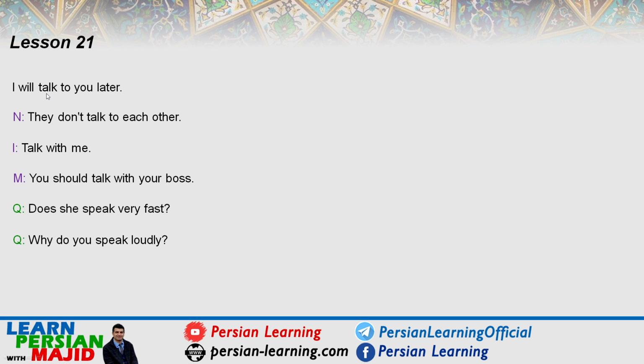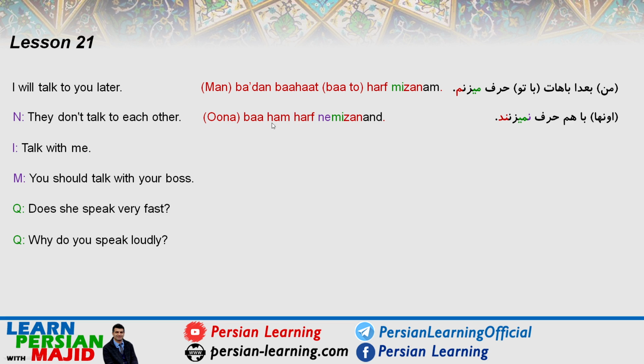Here we have talk, which means حرف زدن, a compound verb. بعدن باهات or با تو حرف میزنم. So as I said, the first word remains fixed, no change. You just conjugate and make changes here for the verb زدن. They don't talk to each other. اونا با هم حرف نمیزنند. Talk with me or talk to me. با من حرف بزن. Imperative.